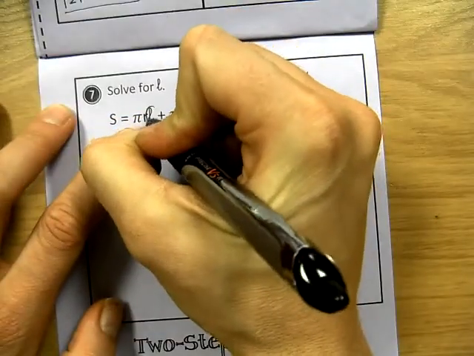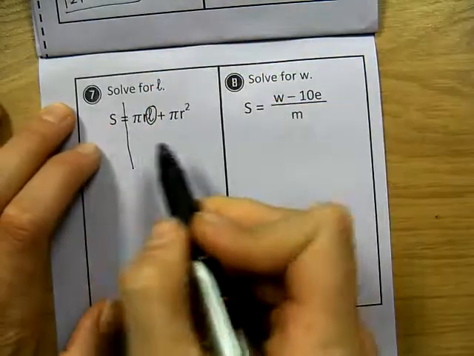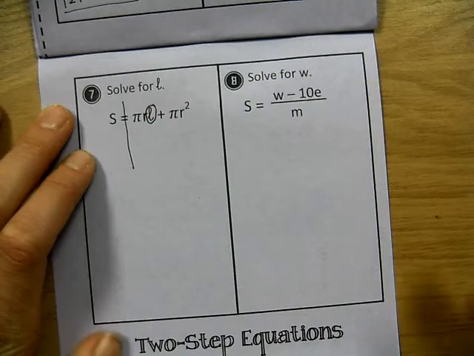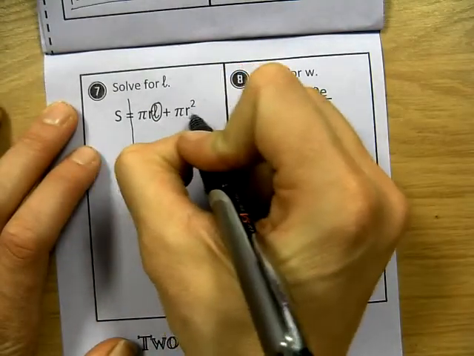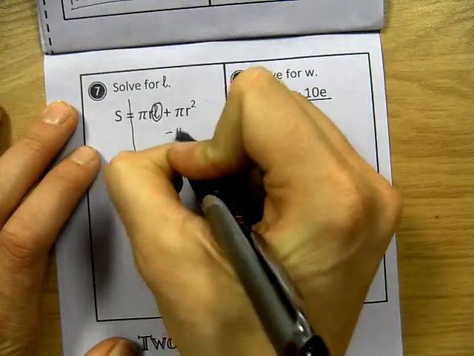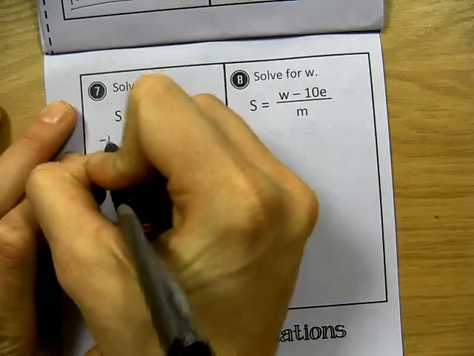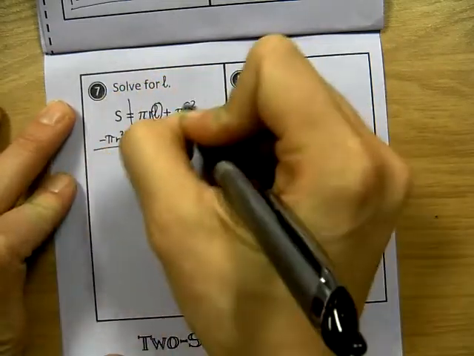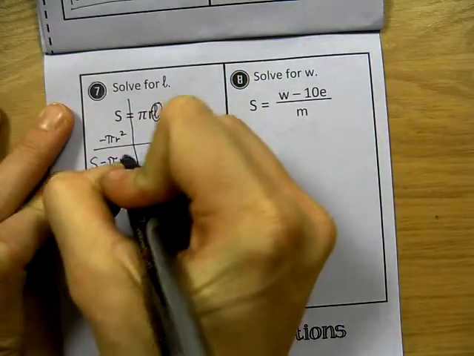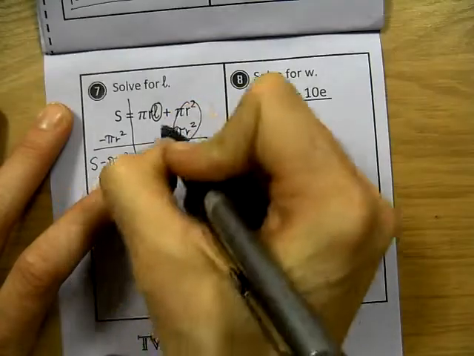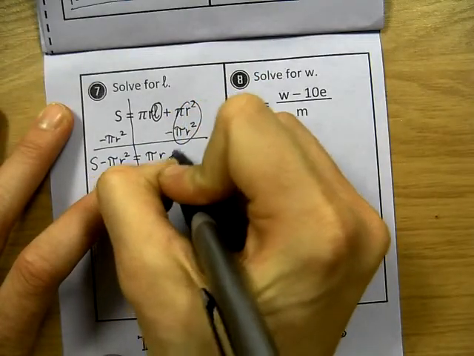If I'm solving this equation for L, I'm going to circle what I'm solving for. Everything else needs to move to the other side. I do this using reverse order of operations. So if I'm adding pi r squared, I can subtract pi r squared minus pi r squared. Those will add to be 0, and on the left-hand side, I can't combine these, so I just write it as s minus pi r squared equals pi r L.